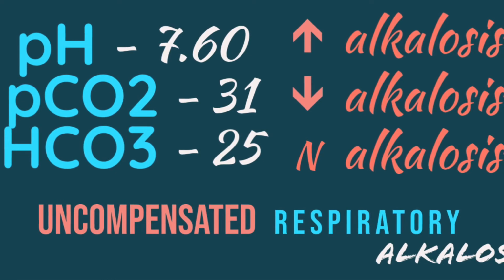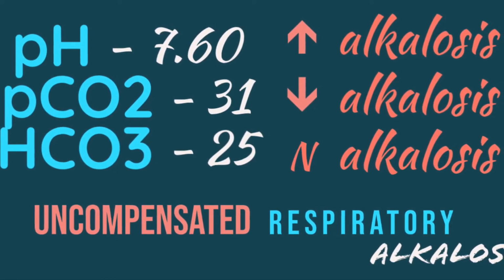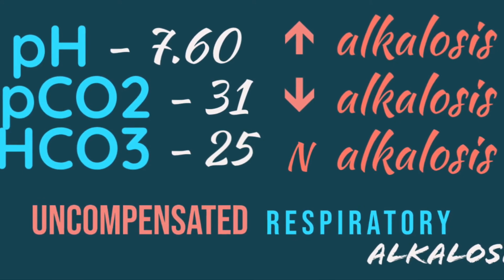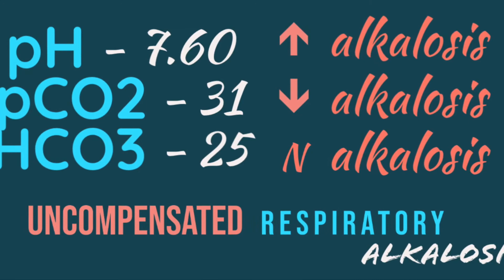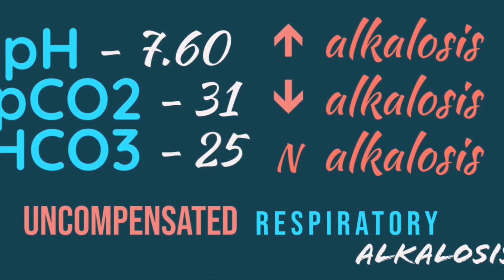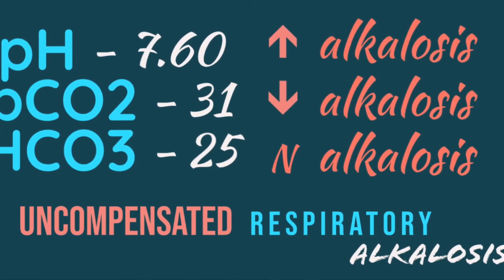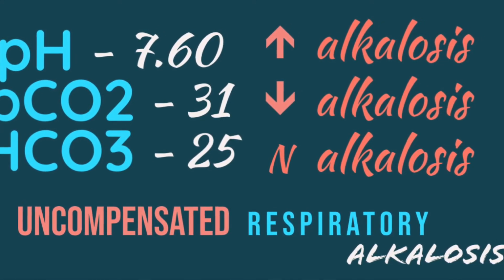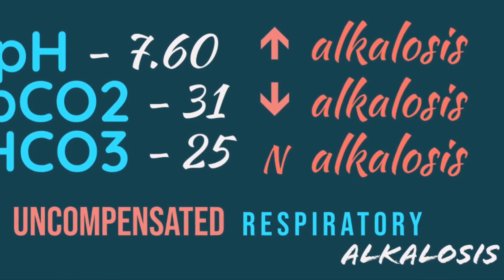Now using ROME method, let's check whether the condition is respiratory or metabolic. Here the pH value is in the opposite direction of carbon dioxide, which is, pH is increased and carbon dioxide level is decreased. So it is respiratory, and most of the values are going towards alkalosis, so it is alkalosis. So here the condition is uncompensated respiratory alkalosis.